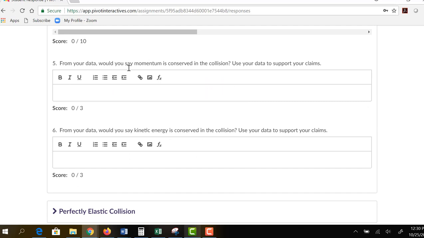From your data, would you say momentum is conserved? Use your data to support. So probably it's not going to be 0% loss, but is it pretty close? What are the reasons for that? Use complete sentences and justify your claims. From your data, would you say kinetic energy is conserved? And then again, use your data to support your claim. So more than just 2 words, say whether it is and then support your claims.